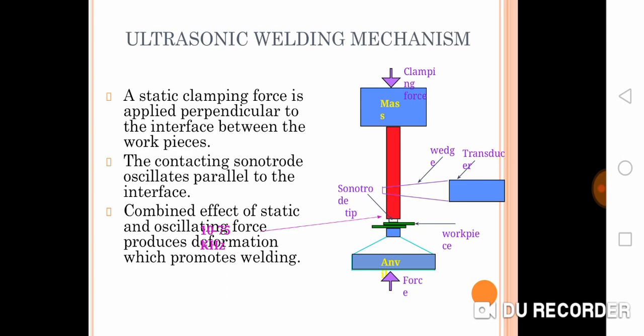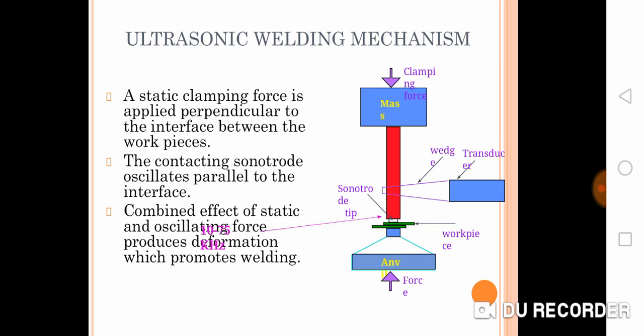Discussing the mechanism, the clamping force is applied perpendicular to the interface of the workpiece. The workpiece is placed horizontally, and from both sides it is clamped in the perpendicular direction. The sonotrode is the vibrating part that oscillates parallel to the interface. The combined effect of static and oscillating force produces deformation, which promotes the welding.